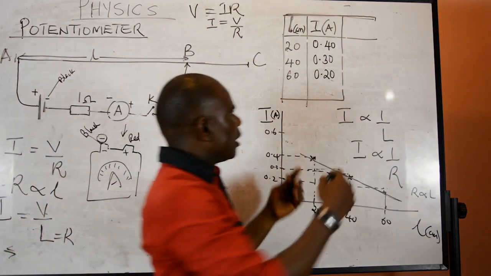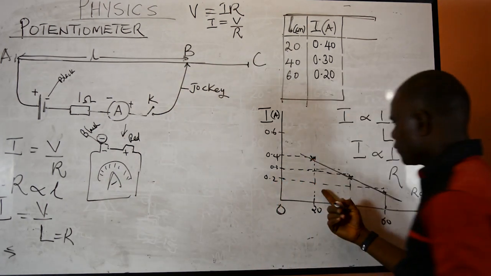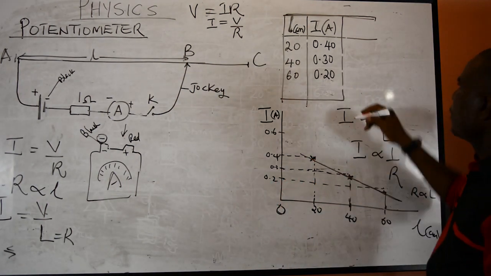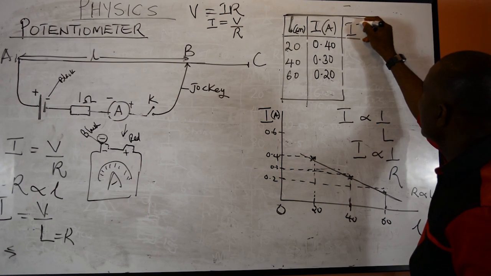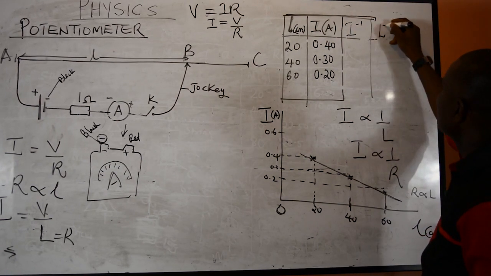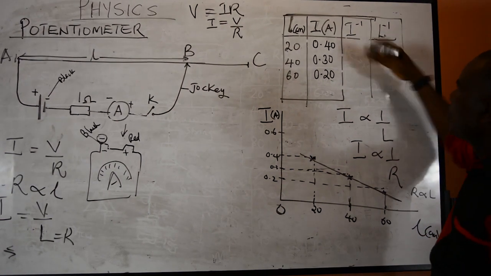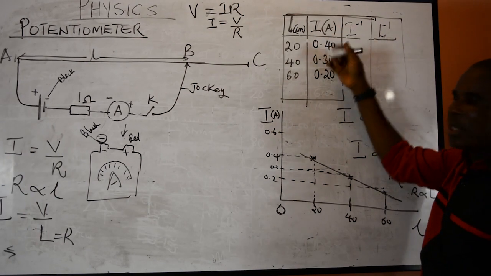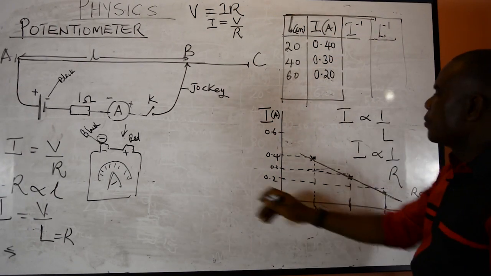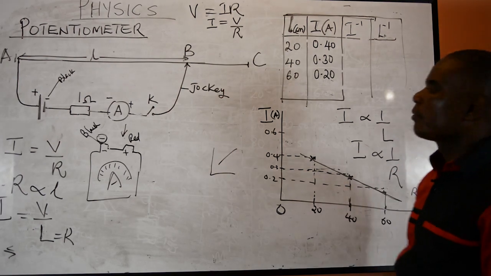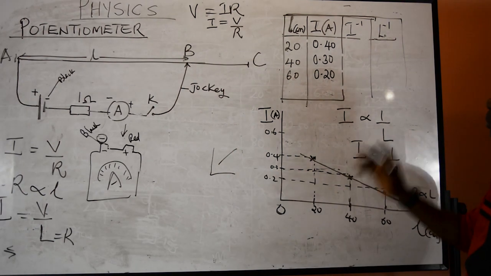Now you may be asked to transform this graph into a direct graph. You can plot I inverse or L inverse. If you do that, the one is going to change upside down, so you have a direct graph. If you do that now, you have a direct graph going that way. So it's one way we can establish this.